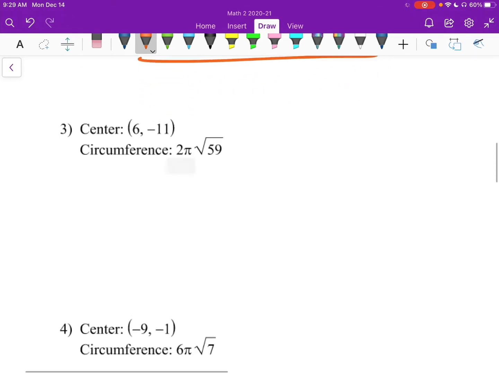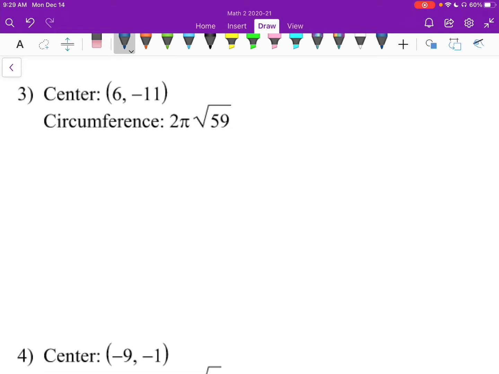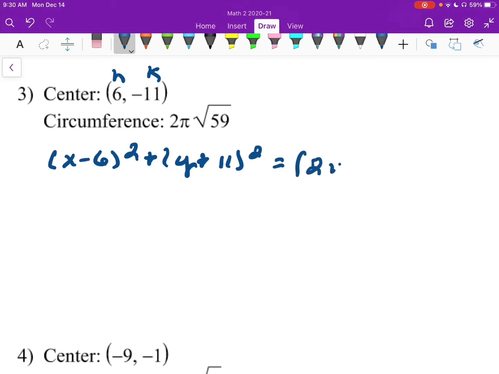All right, this one I'm going to skip the whole writing the equation piece. I think we can do that, or you can have that on a piece of paper next to you. Here's my h, here's my k. So I'm going to start off by having x minus 6 squared plus y plus 11 squared equals, now this one gets kind of tricky, 2 pi root 59 squared. Oh, that's the circumference. Oops. I'm sorry. I didn't realize I had problems like that. So the circumference is that.